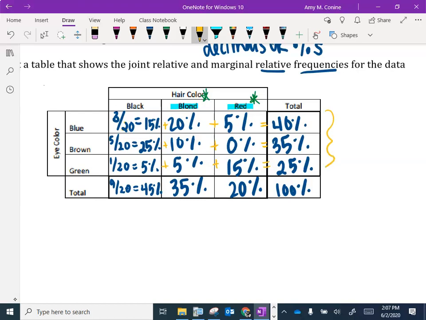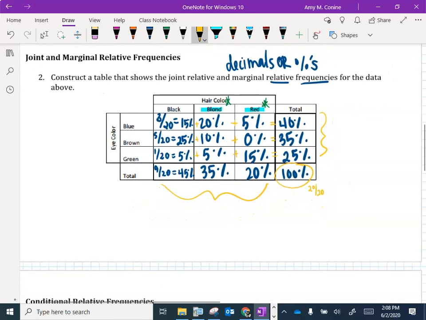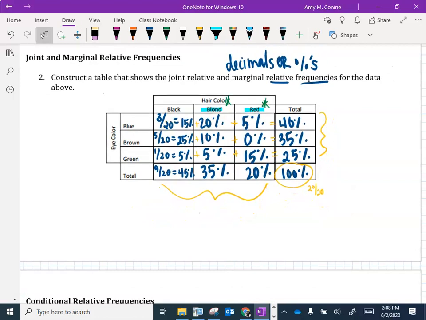And then each side should total 100%, because this is that 20 out of 20. 20 students out of 20 students were surveyed, so we should have 100% for those frequencies. All right, so that's how you would make a table.